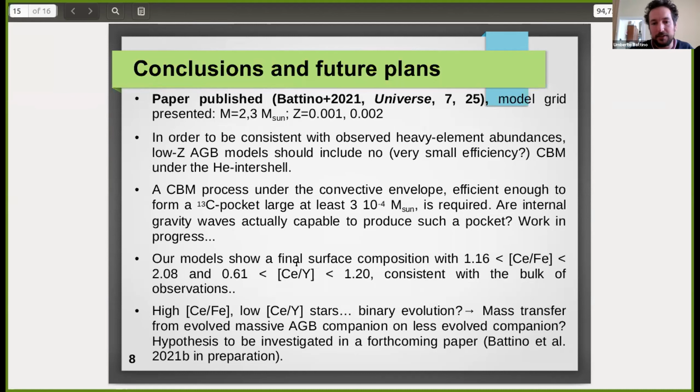With this setting, our models show a final surface composition with a final cerium over iron, normalized to solar, between 1.16 and 2, and a final cerium over yttrium between 0.6 and 1.2, which is consistent with the bulk of observations. The only problem is how to explain these high cerium over iron and at the same time low cerium over yttrium stars. It could be by mass transfer from an evolved massive AGB companion onto a less evolved companion. This is a hypothesis to be investigated in a forthcoming paper.